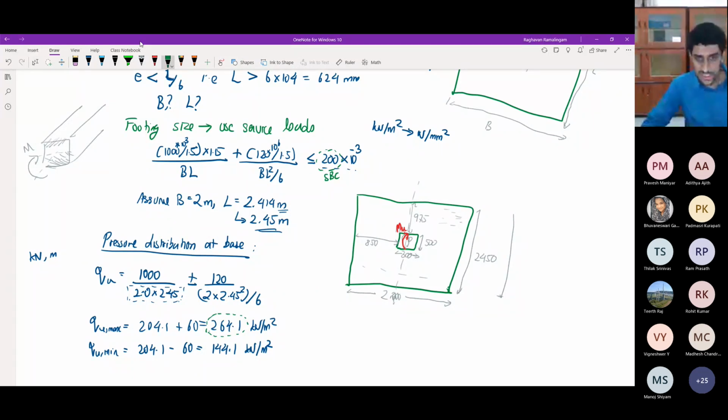It is not actually wrong because this size which we have decided, 2 and 2.45, has actually been decided based on a 200 SBC for these service loads. Here I have used factored loads for getting this QU max and QU min. I have used the factored loads over here. So we are uncomfortable looking at such a situation, 264 and 200, but it is not actually wrong.